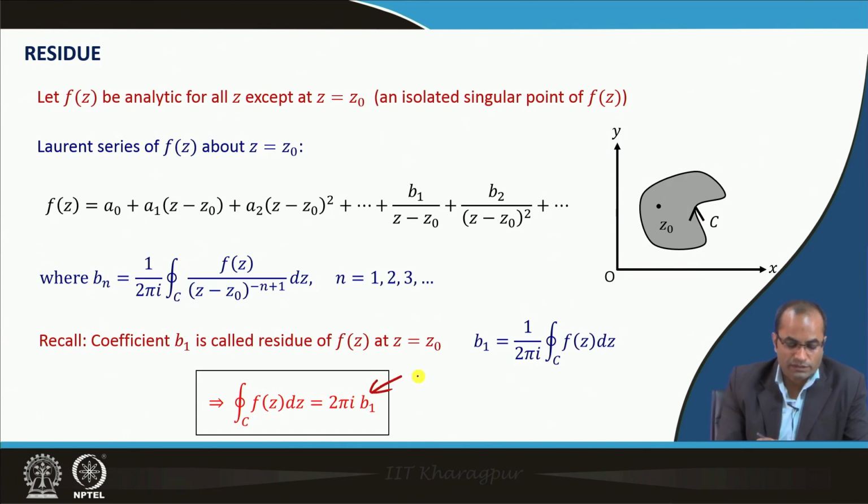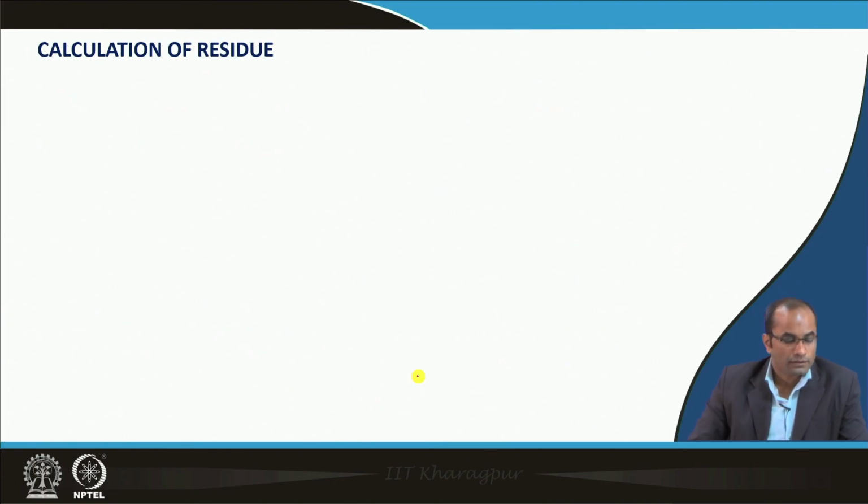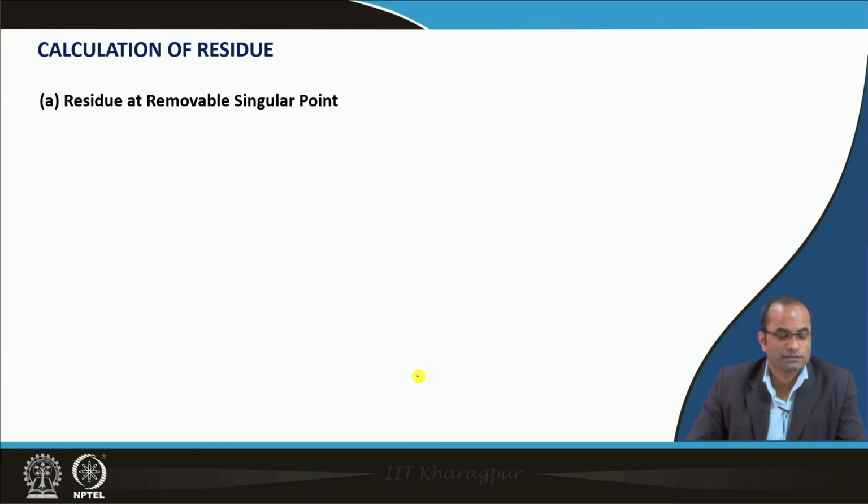We will now discuss in detail how to get the residue at a point z equal to z naught, which is an isolated singular point of f(z). How to calculate the residue? First we will discuss this, and then later, using the formula we have just discussed, we will evaluate some integrals.